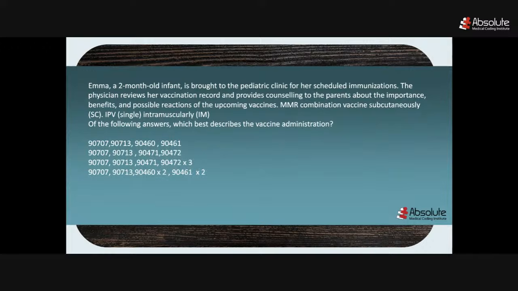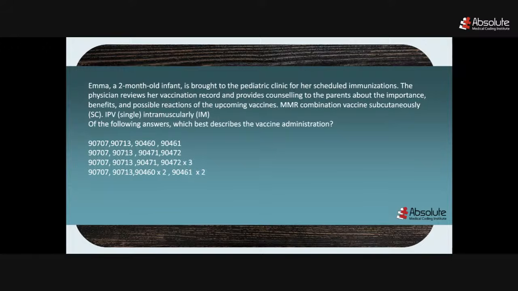Okay, of the following answers, which best describes the vaccine administration? Your options are: option A, 90707, 90713, 90460, 90461; option B, 90707, 90713, 90471, 90472; option C, 90707, 90713, 90471, 90472 times 3; option D, 90707, 90713, 90460 times 2, 90461 times 2.